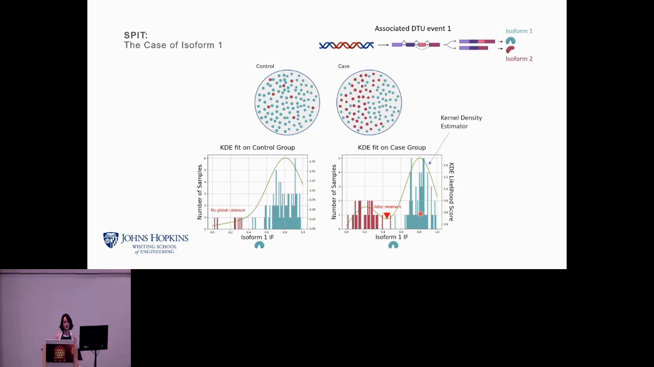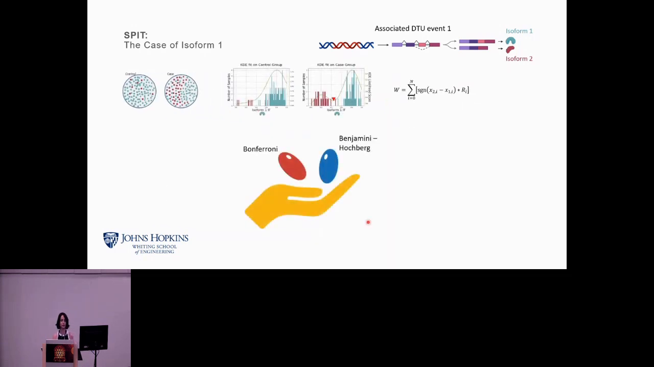So what you can do is to fit a kernel density estimator to look for a global minimum, which then allows you to flag these samples as the affected samples and then compare them separately to the control group, instead of doing an entire group comparison and potentially missing this DTU event. And we use a rank sum test to compare all of these individuals.